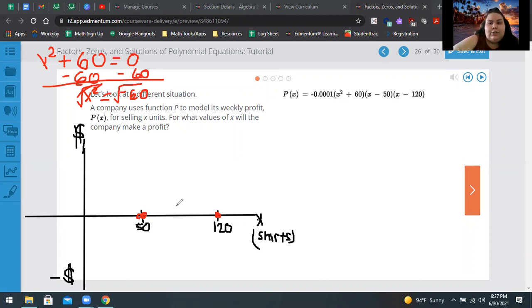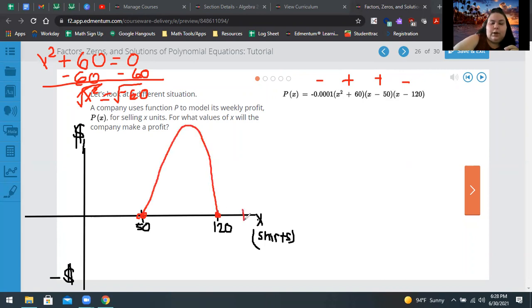Now, if I do a sign chart, say I test out 100. 100 squared plus 60 is going to be a positive number. This is a negative already. 100 minus 50 is positive. 100 minus 120 will be negative. So negative times a positive times a positive times a negative is still positive. So between 50 and 120, it's positive.